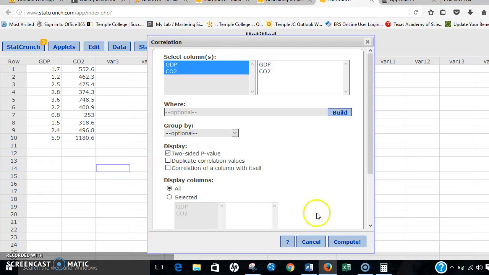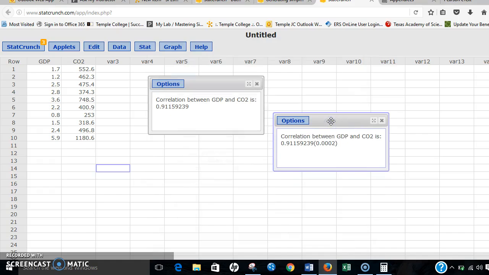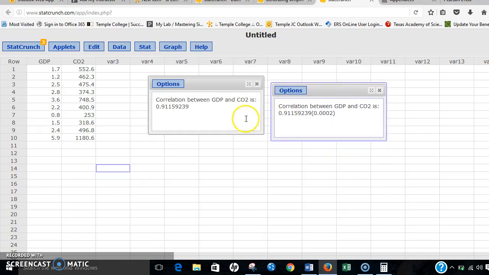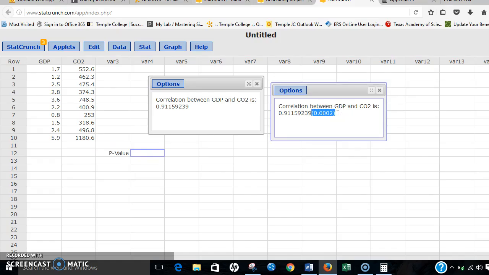Just click that. And what's going to happen is, do you see that you get a window very similar to the first one we got with the 0.91159? But then you get this other little value here, 0.0002. That is a p-value. So I'm just going to write that down. That is our p-value.